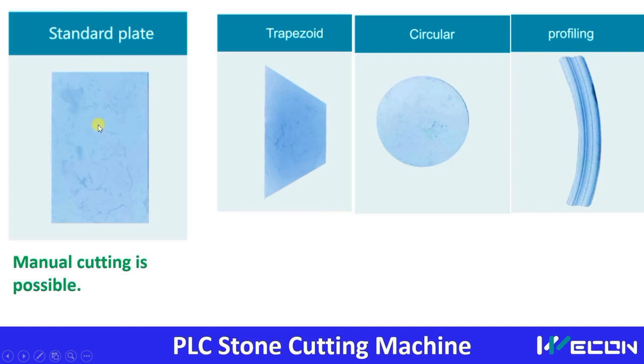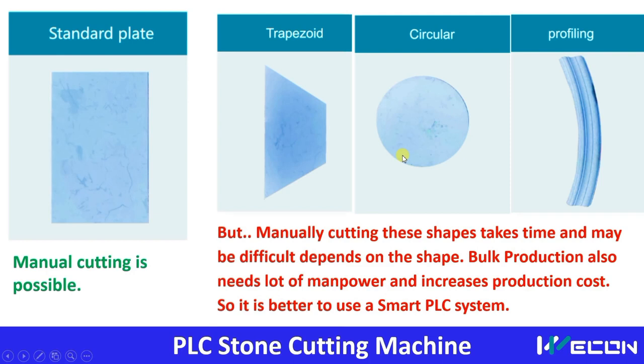Here you can see this is one standard plate or a standard shape. So manual cutting of this is possible. But when you want shapes like this, manual cutting is a little difficult and we can't do the same shape if we want to do mass production. That's why it's better to use this smart stone cutting machine. Manually cutting these shapes with so much accuracy is time consuming and also requires highly skilled manpower.